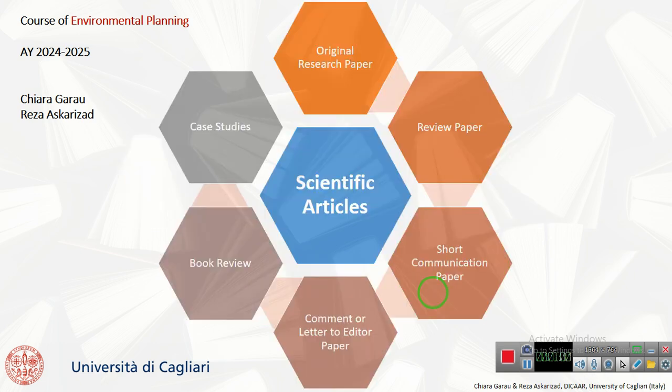First of all, we are going to become familiar with the different types of scientific articles. As you can see in this slide, we have different kinds of scientific articles when we are going to submit our papers to academic journals. Of course, the first and most important one is the original research paper.